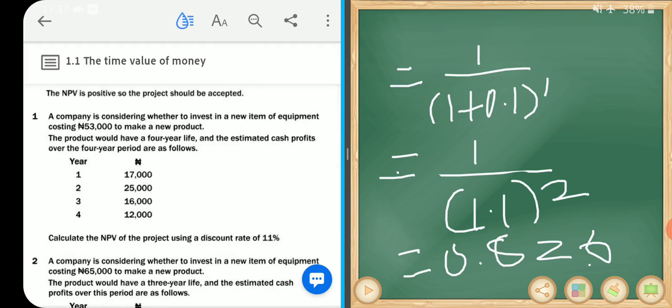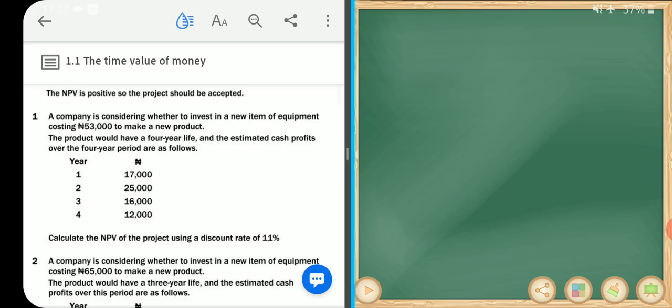Now we have a question here. They said a company is considering whether to invest in a new item of equipment costing 53,000 naira. So what is our investment?